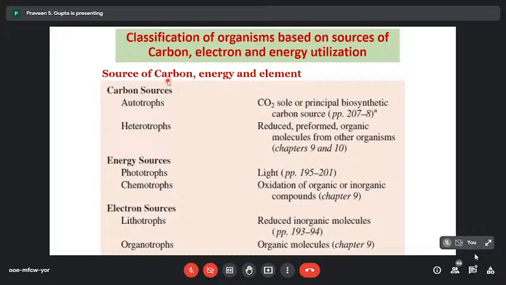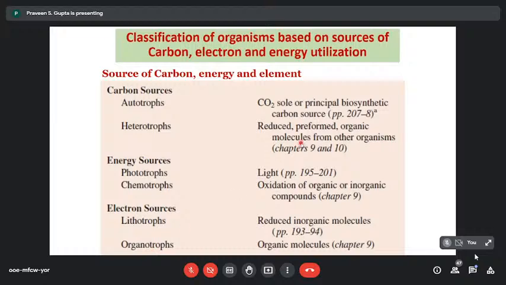Regarding the carbon source, if bacteria depend solely on CO2 as the principal carbon source, they are known as autotrophs. If they utilize reduced or preformed organic molecules instead of carbon dioxide, they are known as heterotrophs. In the same way, as an energy source, if they depend on light, they are called phototrophs. If they depend on organic molecules and not on light, they are known as chemotrophs. Regarding the electron source, if they depend on inorganic molecules, they are called lithotrophs, and if organic molecules, organotrophs.